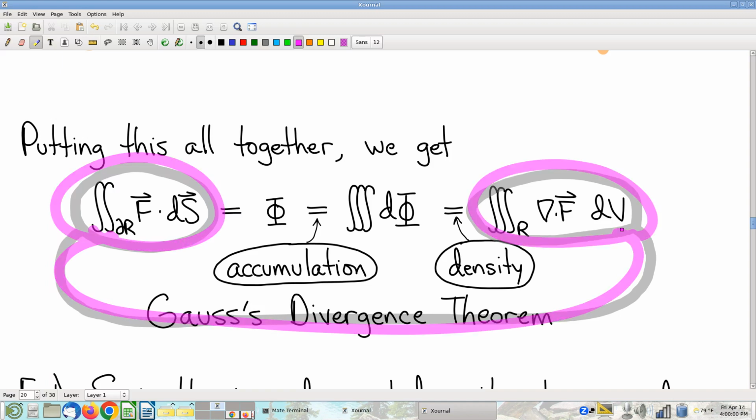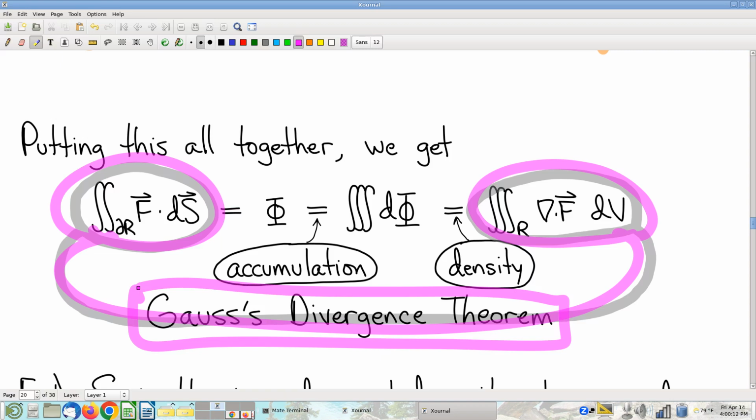You can compute that with a triple integral over the solid of the divergence of the original vector field. And this is Gauss's divergence theorem. Everybody see how these pieces fit together there? Any questions?